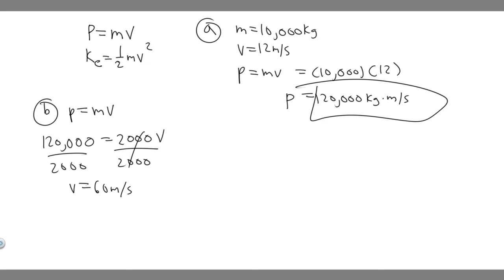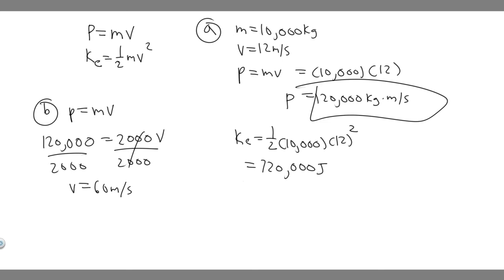Now for the second part, it's going to be the same kinetic energy. So what we want to do is find the kinetic energy of the first one and then set it equal to the second one, the 2,000 kilogram one, but we're solving for V. So the kinetic energy of the first one is 1/2 times the mass, 10,000, times the velocity, 12, squared. So 0.5 times 10,000 times 12 squared, which is 144. When you do this, you get 720,000 joules.